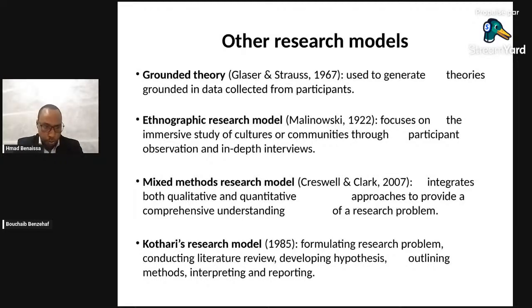Another model is Kothari's research model, 1985. This is about formulating a research problem, conducting a literature review, developing hypotheses, outlining methods, interpreting, and reporting. Well, these models, as you may observe, emphasize specific approaches rather than the overall process. Creswell focuses on combining both methods. Kothari does not delve into philosophy, but is more concerned with the practical application of research steps and methods.